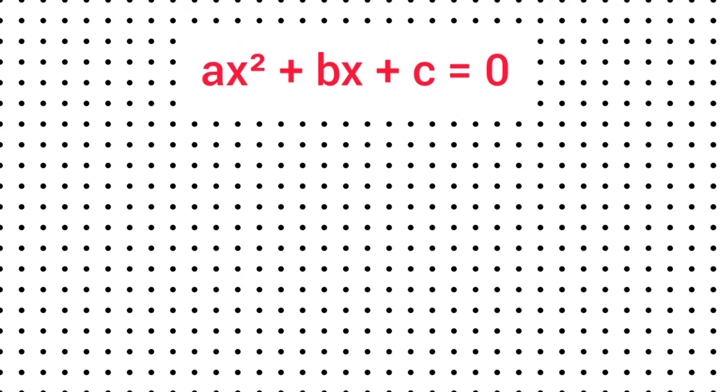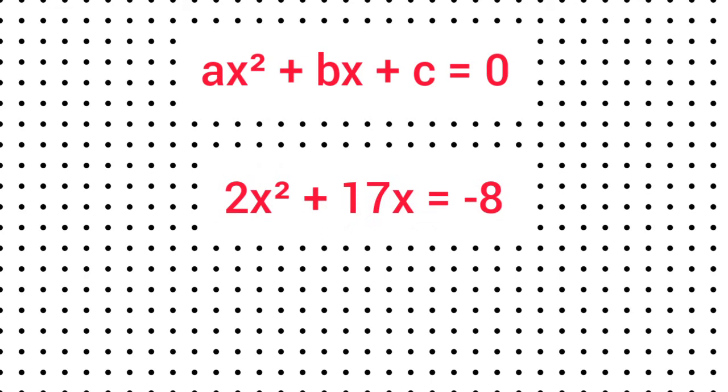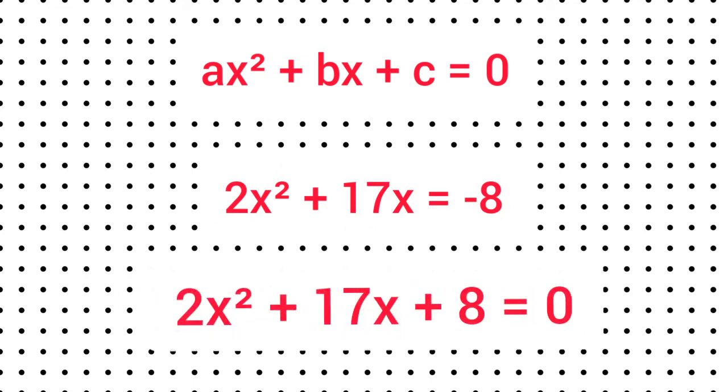Remember, the general form of a quadratic equation is ax squared plus bx plus c equals 0. If you get the equation in another form, you just simply rearrange it to get it in the general form. That's where you are able to easily identify a, b, and c.